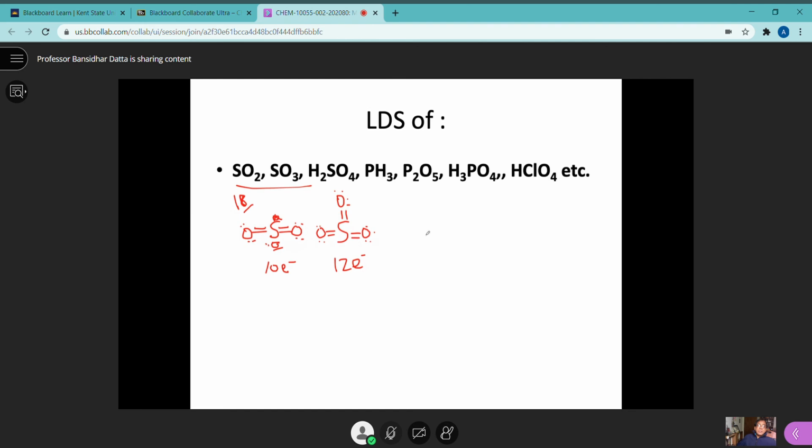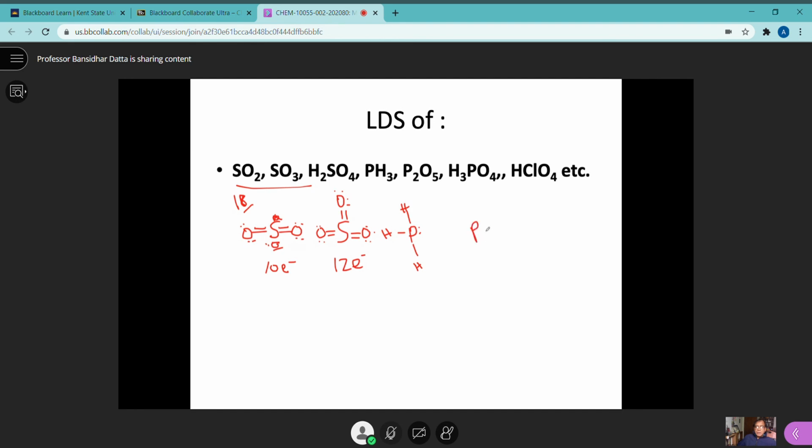Let's do this one, PH3. P, H, H, and H. And 2 dots, just like nitrogen. So 2, 4, 6, and 8. So phosphorus is happy. Hydrogens are happy. So that's fine. How about P2O5?